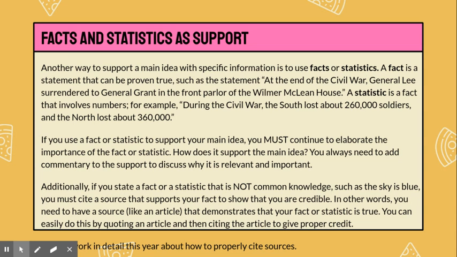Additionally, if you state a fact or a statistic that is not common knowledge, such as the sky is blue, you must cite a source that supports your fact to show that you are a credible and reliable author. In other words, you need to have a source, like an article, that demonstrates that your fact or statistic is true. You can easily do this by quoting an article and then citing the article to give proper credit, which I will teach you how to do.